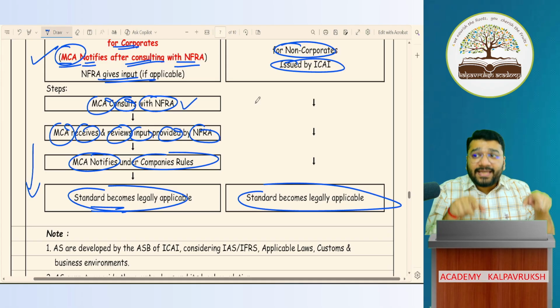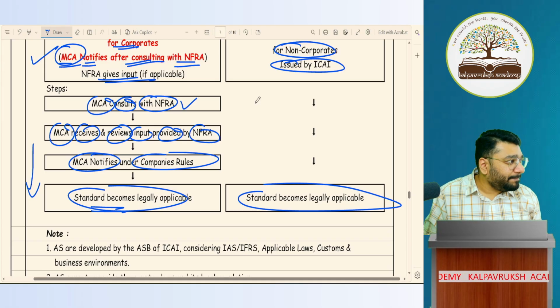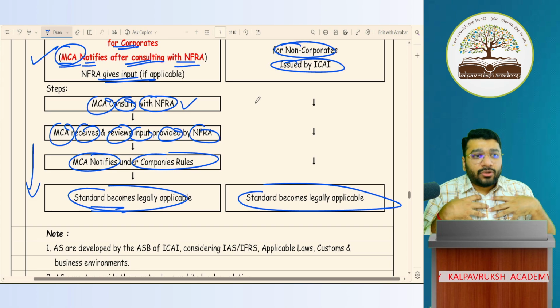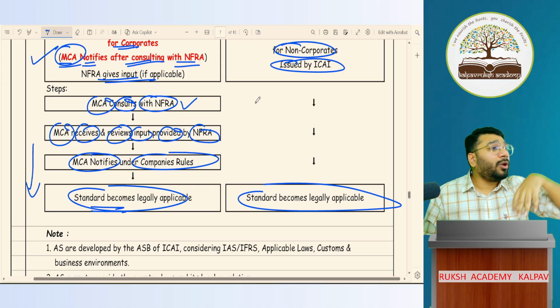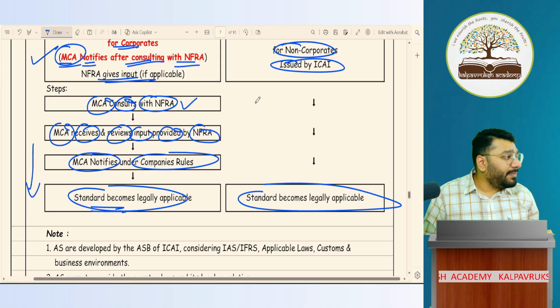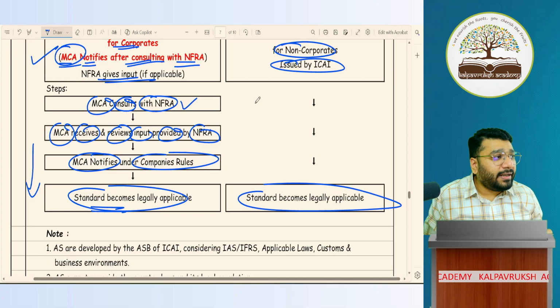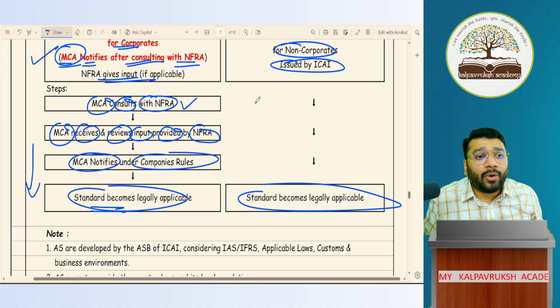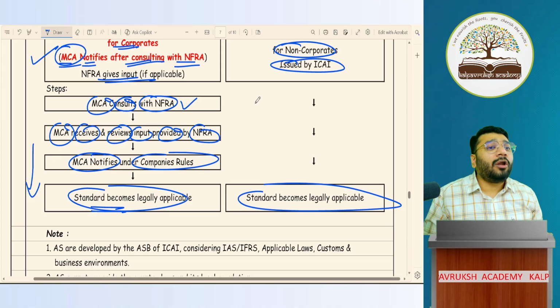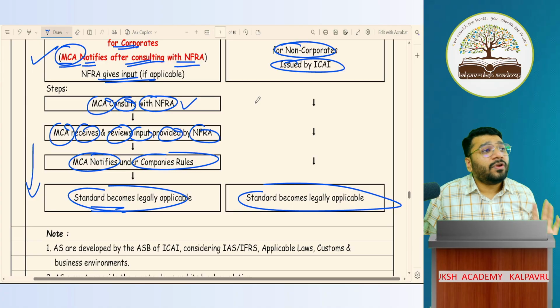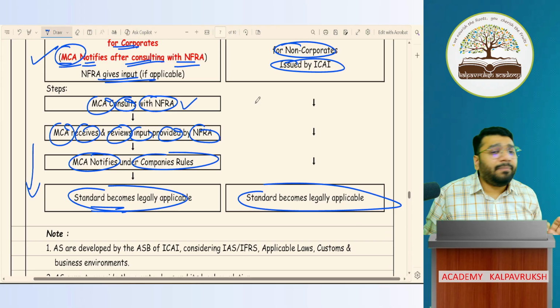The practicing CAs who are not a part of ASB, academicians who are not a part of the ASB, and CA students and many other people who are not a part of ASB, they will give comments. Those comments are then implemented, and the final copy of this is handed over to ICAI for notification purposes. Once ICAI notifies, all non-corporate people have to follow that compulsorily.